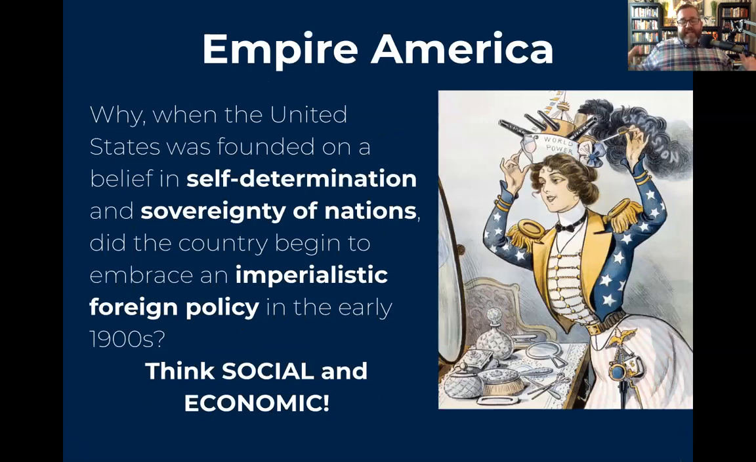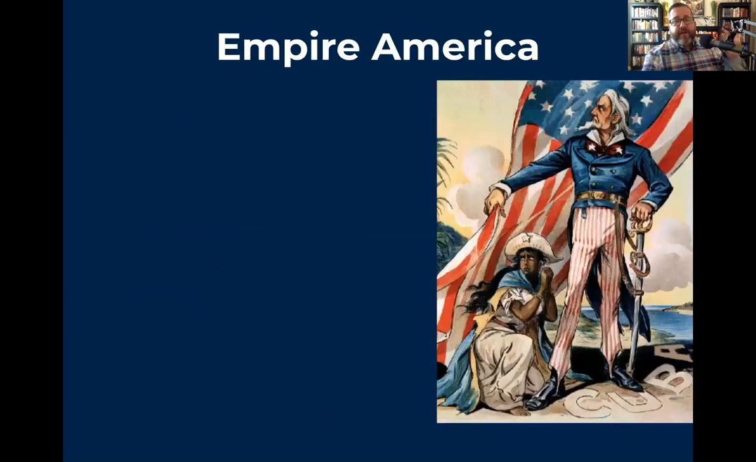And now, as we've looked inward, we're going to look outward. When the United States was founded on a belief in self-determination and sovereignty of nations, why did the country begin to embrace this imperialistic foreign policy? How can we as a nation that stood on Bunker Hill in Boston at one time telling King George that we will not listen to his tyranny, that we are an independent free nation, go into other nations, plant the American flag, and say that you are now ours? Well, the imperialists are going to have some very specific ideas for that.